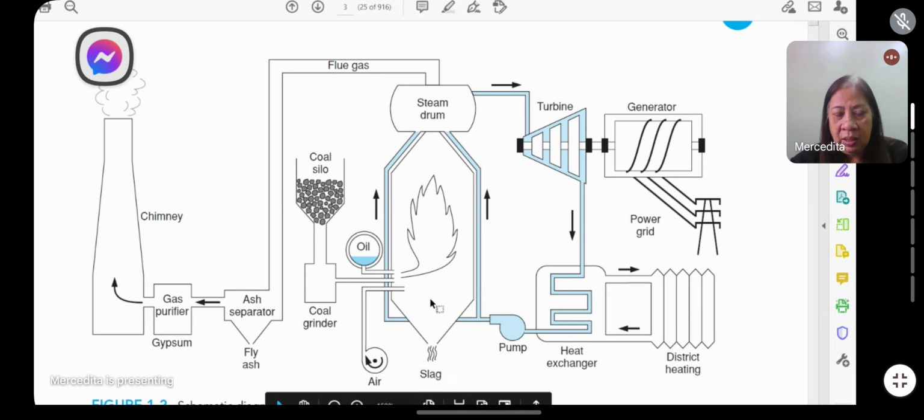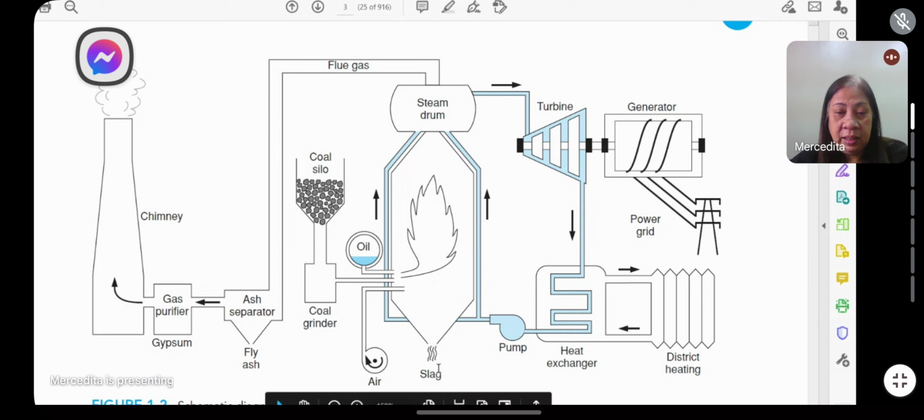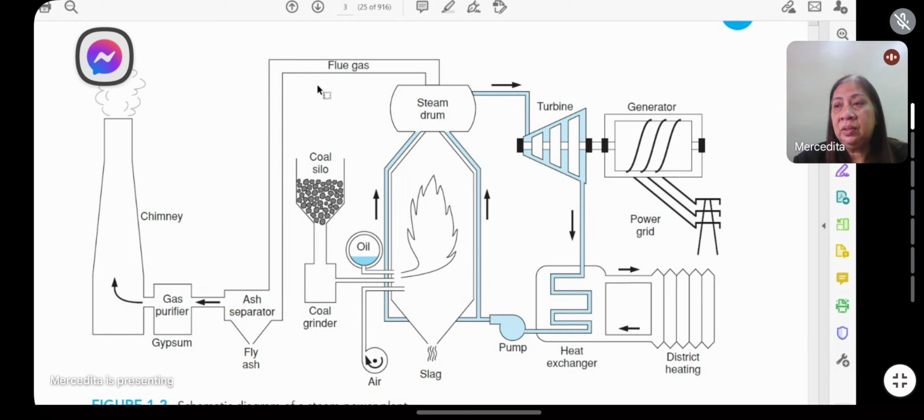So yung mga ashes sa furnace, dito pumupunta siya sa slag. And another product ng combustion is yung usok or what we call the flue gas. Okay? So merong usok siya, yung init doon. Bago siya lumabas doon sa pipe na yon, dumadaan muna din siya sa steam drum. So yung water papunta doon, mas mainit dito yung flue gas. So nakukuha niya yung init ng flue gas.